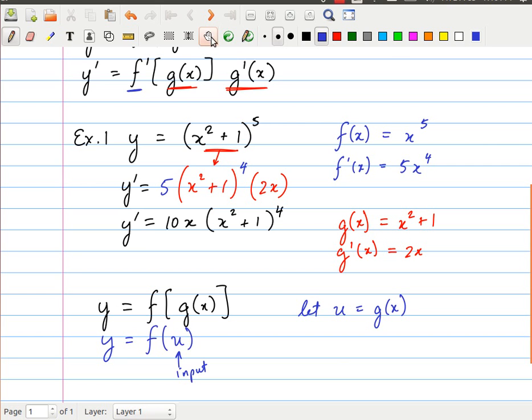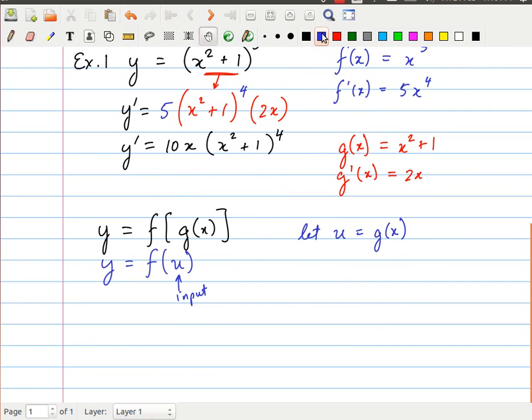And so if we write the chain rule this way, then when I take my derivative, I end up with y prime equals f prime of u. That doesn't change anything, but I also have to take the derivative of the interior, which I write as du by dx, the derivative of u with respect to x. But du by dx is simply the derivative of g of x, which is g prime of x. That means we're doing exactly the same thing.